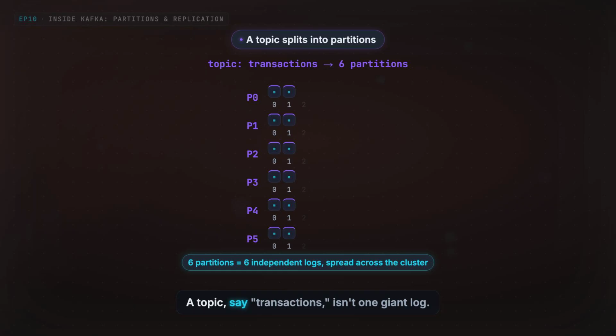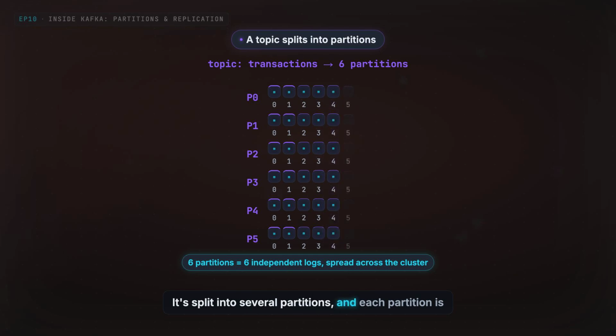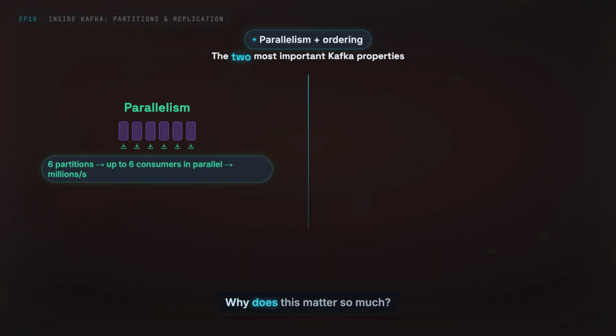A topic, say transactions, isn't one giant log. It's split into several partitions, and each partition is its own independent, ordered log on disk. So a topic with 6 partitions is really 6 separate logs, and Kafka spreads them across the machines in your cluster. Why does this matter so much? 2 reasons, and they're the 2 most important properties in Kafka.